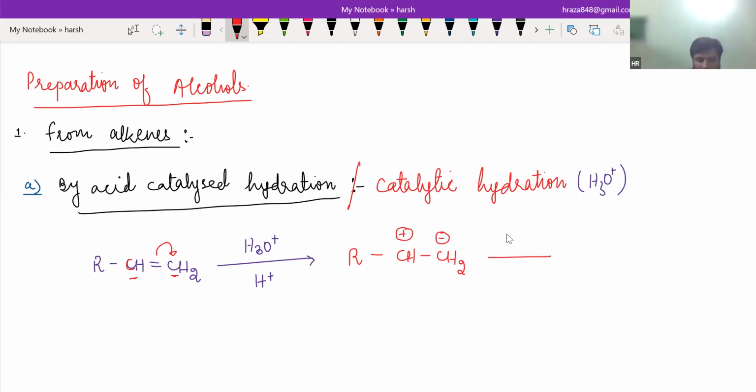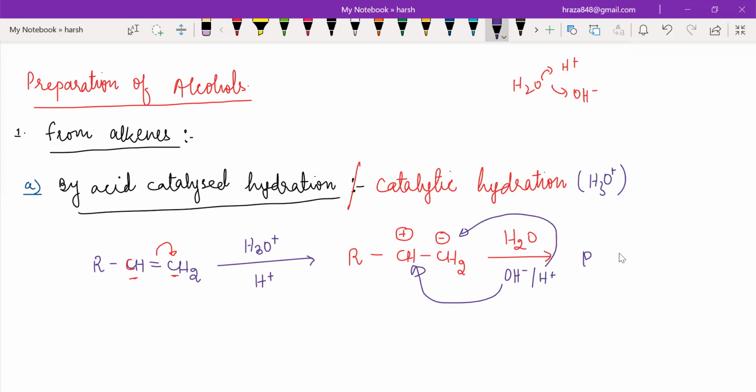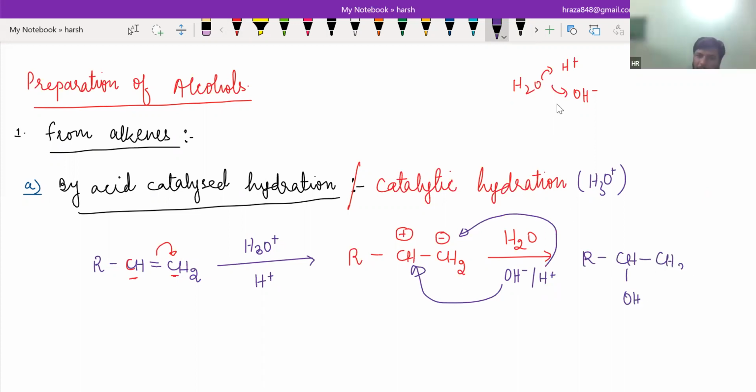Now if you are going to add water in this, it will be a two-step reaction. You know that water has two components, that is H plus and OH minus. So you know that the negative part of the water goes to the positive part, and the positive part of the water goes to the negative part. This negative part attacks the positive part, and this positive part attacks the negative part, and you will get your product that is alcohol. Are you getting my point?